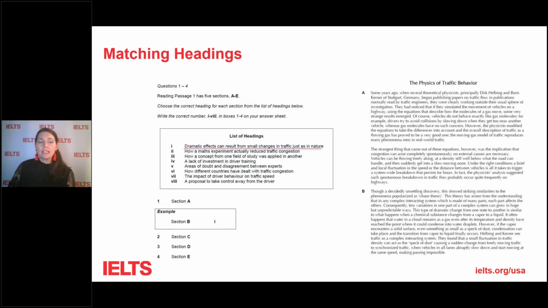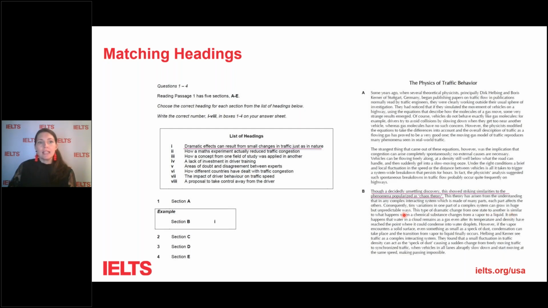So here you'll see that this first heading can be matched up with section B. In the first sentence, we have this term chaos theory. If you know what chaos theory is, that's enough for you to determine that that's the heading. But if you don't, that's fine, as long as you keep reading down to the 3rd sentence. You'll see this sentence here: Consequently, tiny variations in one part of a complex system can grow in huge but unpredictable ways.